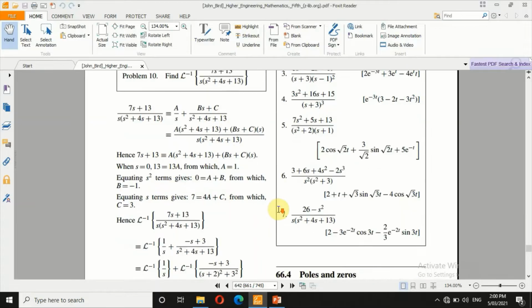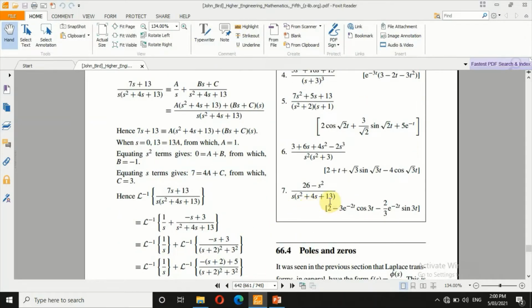So let's take a look at this. All of these are very simple anyway, because this one now, we know that this one is the same thing as A over x plus Bx plus C over x squared plus 4x plus 13. So that one is very simple.